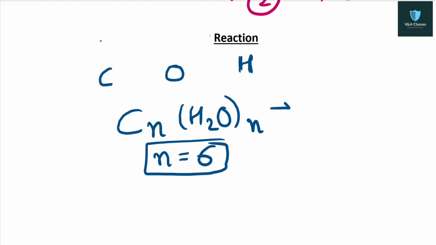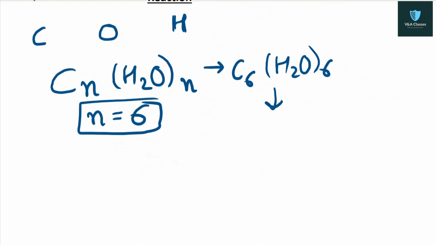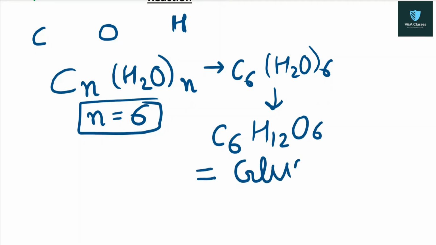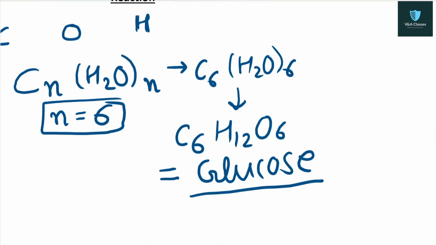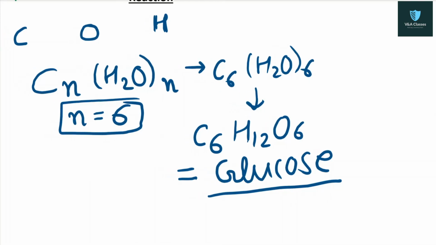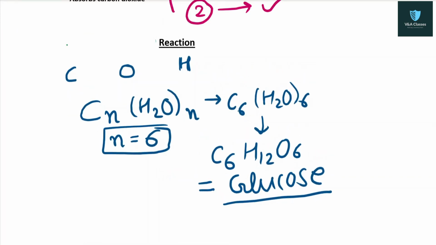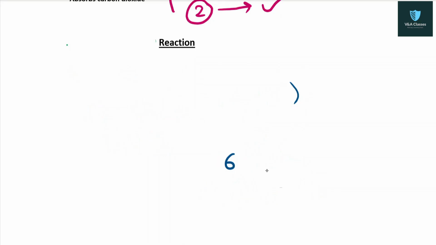So this will become C6H2O whole 6. If we reorganize this, we can write it as C6H12O6, which is nothing but glucose. So this is the end product of photosynthesis. Now let's see in the form of a reaction how this is happening. Writing the reaction is now very simple. We know all the four raw materials. Let's write those raw materials one by one.